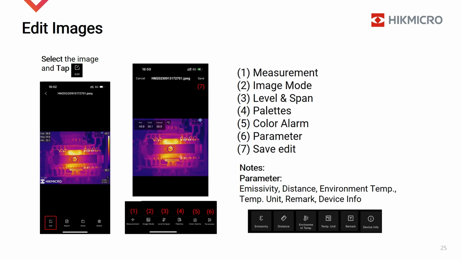After analysis, remember tapping the Save key to save the changes. Note please, in Viewer App, parameter indicates emissivity, distance, environment temperature, temperature unit, remarks for inspections, and device information. Next, we will talk more about the level and span and measurement tools.